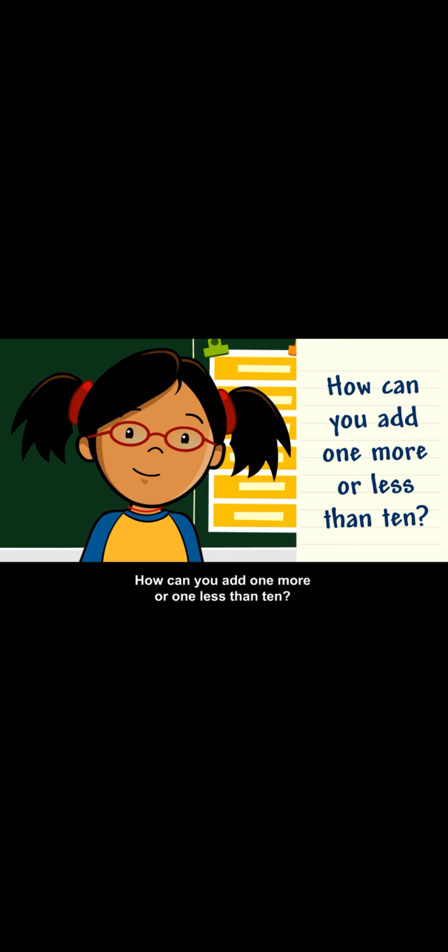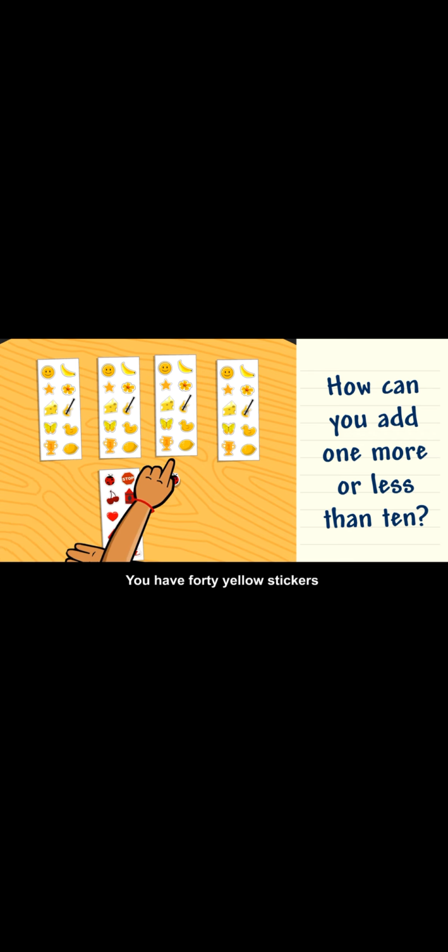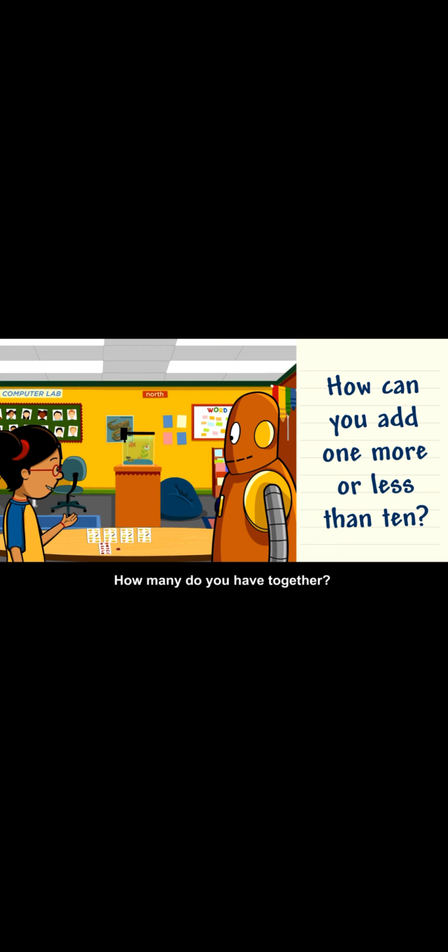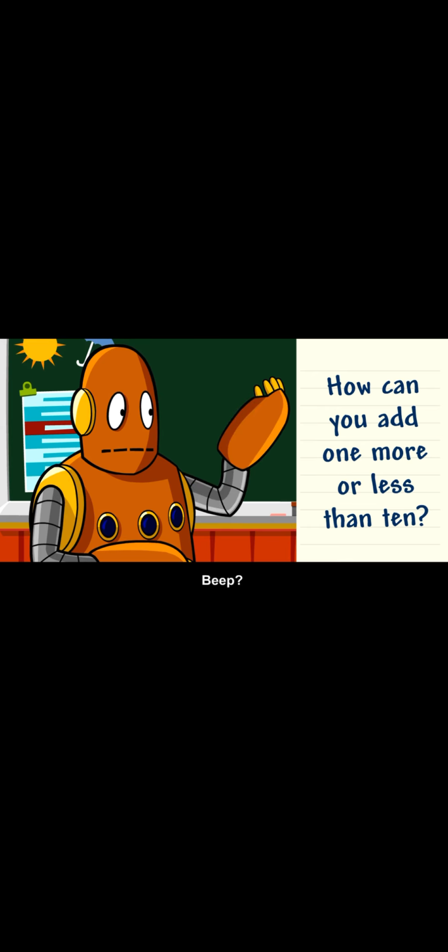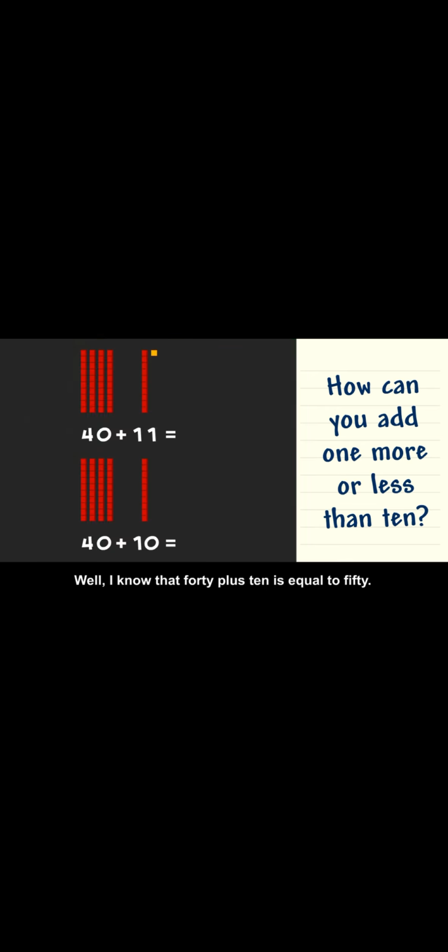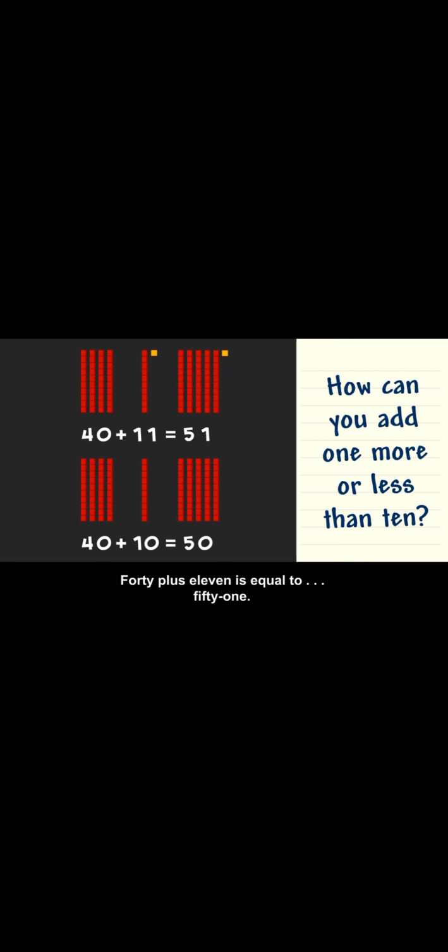How can you add one more or one less than 10? You have 40 yellow stickers and 11 red stickers. How many do you have together? What is 40 plus 11? Well, I know that 40 plus 10 is equal to 50, but we're adding 11, which is one more than 10. So add one more to the sum to solve. 40 plus 11 is equal to 51.